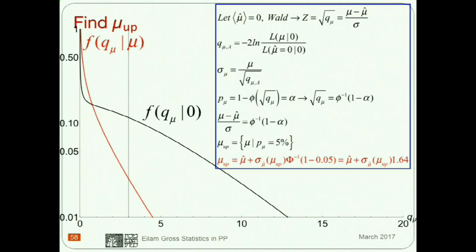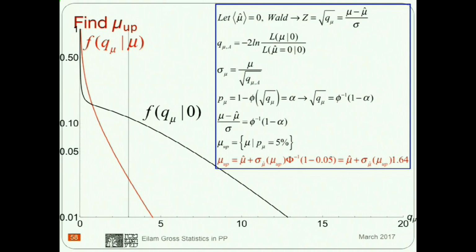Now I can calculate p mu equals 1 minus phi of square root of q mu. Let's call it alpha, normally 5%. So square root of q mu is phi minus 1 of 1 minus alpha. Using Wald, we have mu minus mu hat over sigma is phi minus 1 of 1 minus alpha. Mu up will be all the mu that satisfies that p mu is less than or equal to 5%.